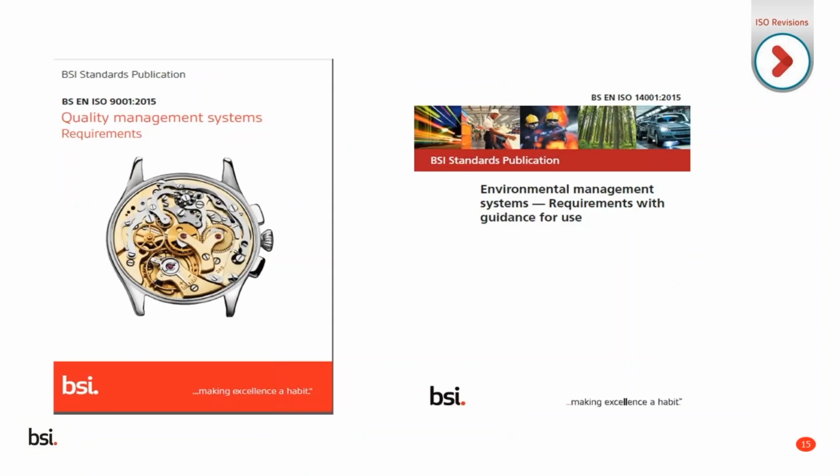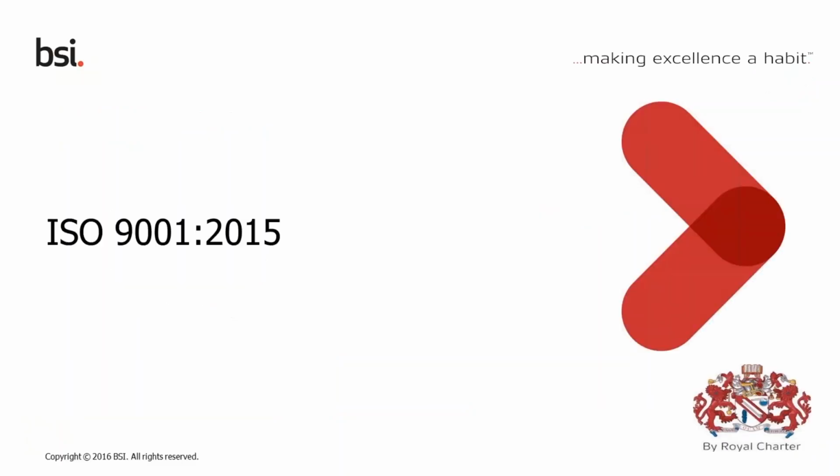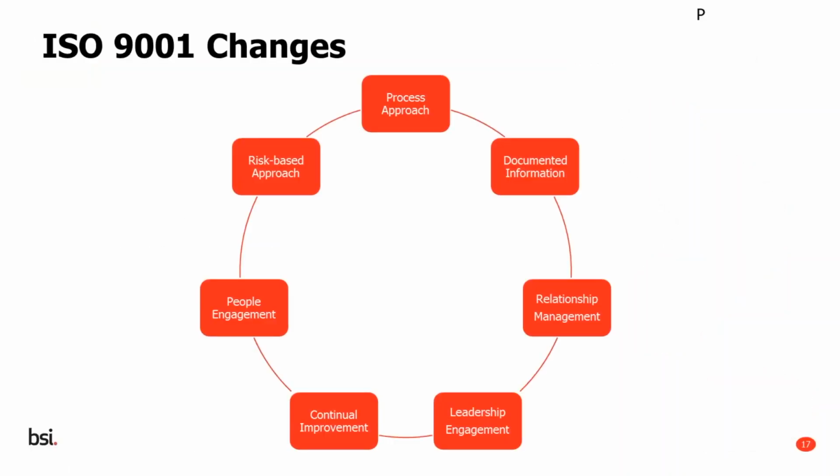Okay, so both 9001 and 14001 2015 were published in September of 2015, and they adopt the 10 section high level structure. We'll start by taking a look at some of the key changes to ISO 9001. So many of the changes do come from the high level structure. The standard does adopt a process approach. Nothing new there really.